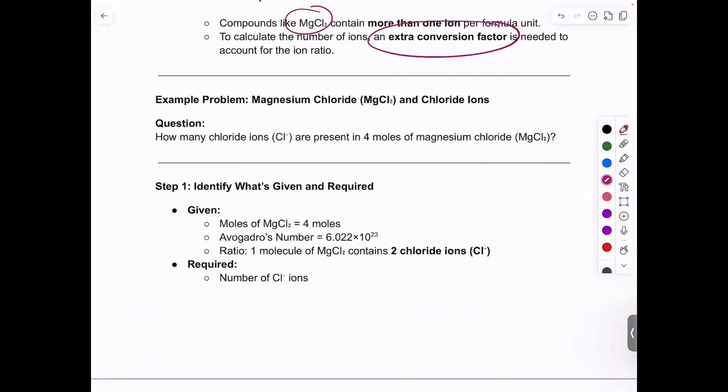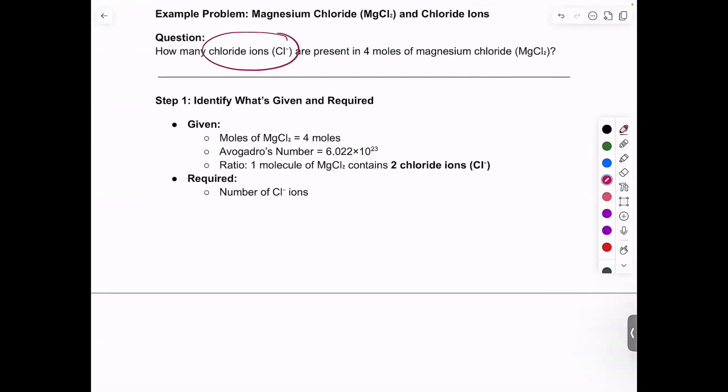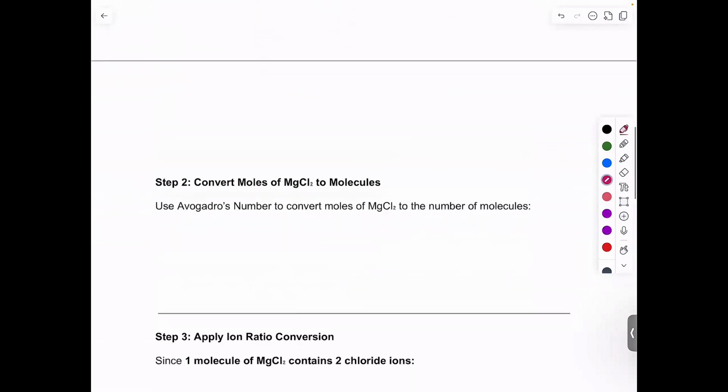The question is, we have 4 moles of magnesium chloride. How many specifically of those chloride ions are present? So again, step 1, you just identify what we're given and what's needed. We have 4 moles of magnesium chloride. Avogadro's number is a given. And now we have an extra ratio to apply here. For every 1 molecule of that magnesium chloride, we're going to generate 2 of those chloride ions. And of course, they want the chloride ions as your final answer.